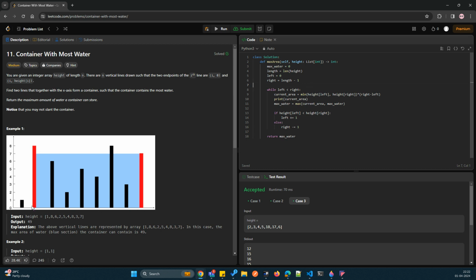Now let's say that we already have some big pillar here, right? It would be good if even the left pillar is also a big one, correct? So if I want to get a maximum storage, this should be good, right? Comparatively, this one is lower. So let's try to find a newer one. What we will do is, if the height of the left pillar is less than the height of the right pillar, we'll increment the pointer of the left one.